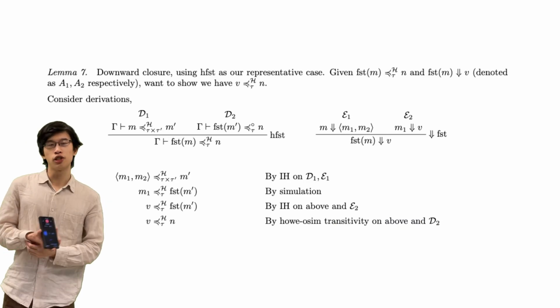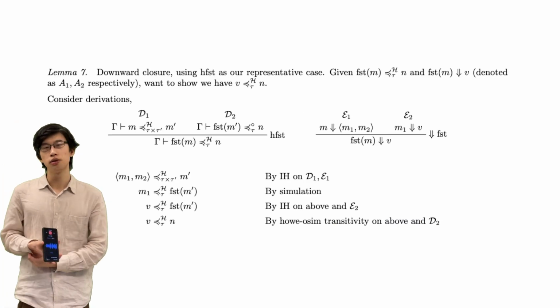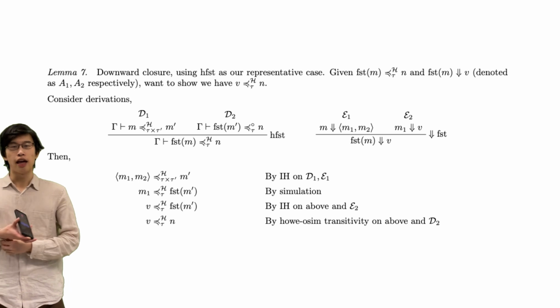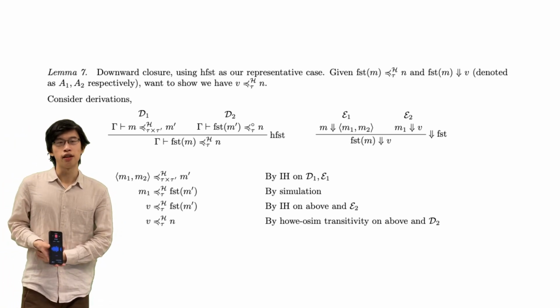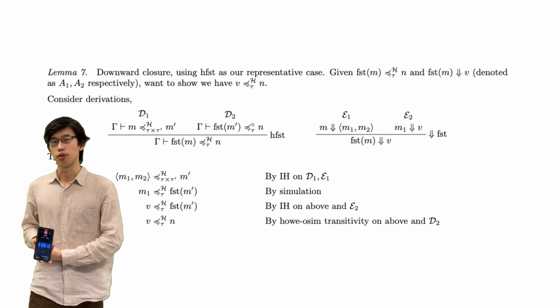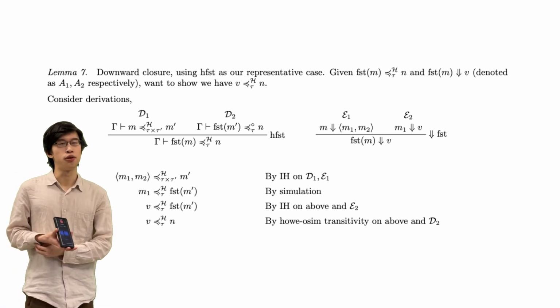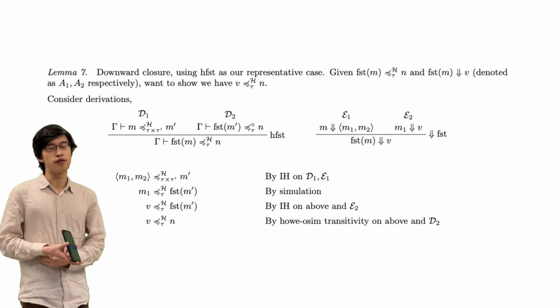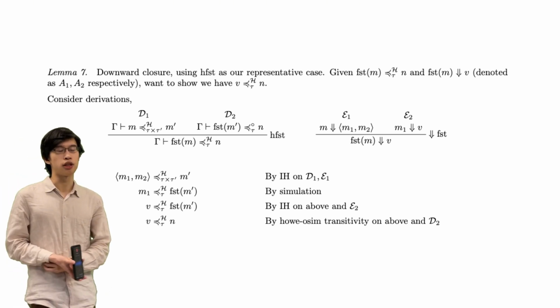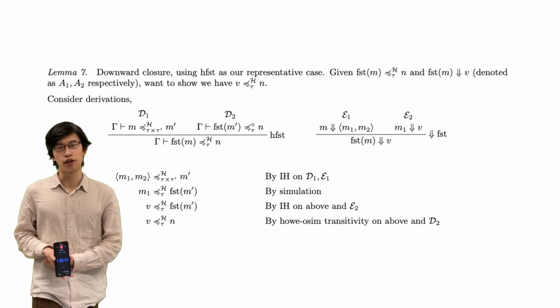For Lemma 7, we show that the Howe relation is downward closed, and this just means that if we have m Howe related with n, and we know m big step evaluates to v, then v is also in Howe's relation with n. This is done through induction on the evaluation, as well as inverting the Howe relation and by using applicative similarity of the Howe relation.